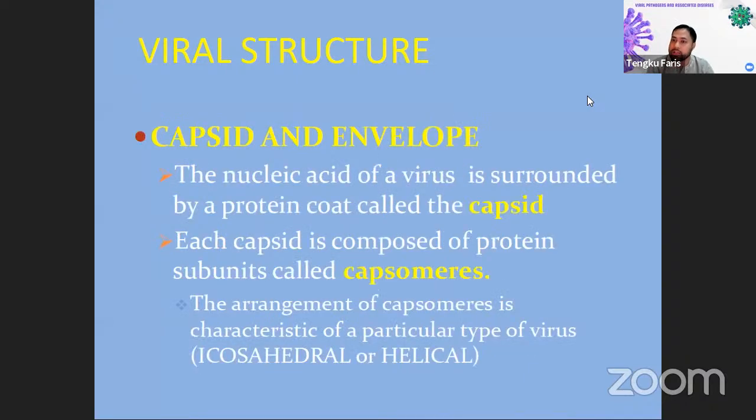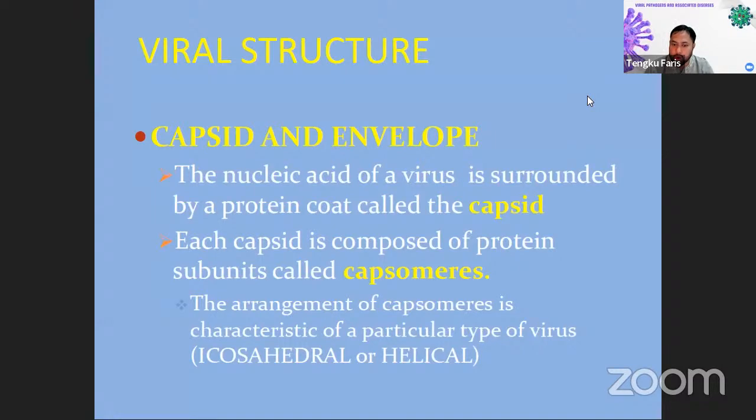It means the length of the DNA can determine what types of proteins, or how big a protein, they're going to produce. And obviously, the bigger viruses produce longer nucleotide sequences. Okay, longer DNA. If you look at the virus structure, we have the capsid and an envelope. The nucleic acid of the virus is surrounded by the capsid, which is the protein coat, and each capsid is composed of protein subunits called capsomeres. And the arrangement of capsomeres is characteristic of a particular type of virus, icosahedral or helical.